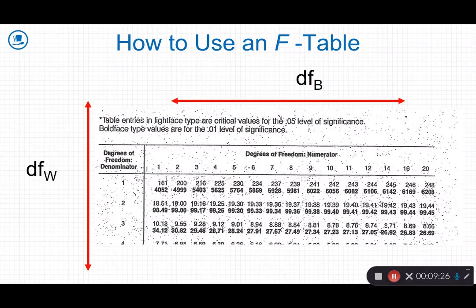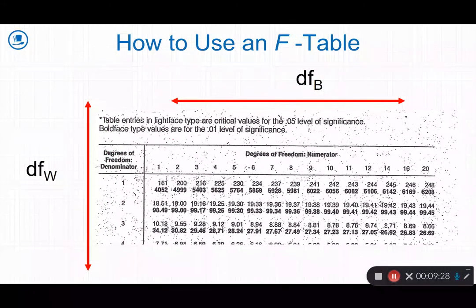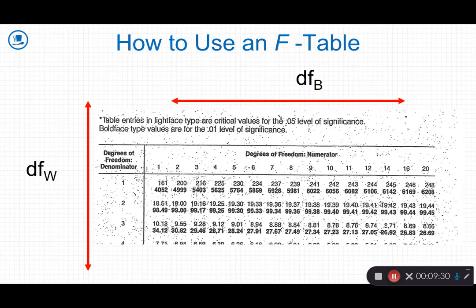The table that I put into Blackboard is slightly different. It has, though, degrees of freedom between and degrees of freedom within represented in the same place. I like this one a little bit better for 2 reasons. One, right, it says numerator degrees of freedom, and you should know that refers to the F ratio. So degrees of freedom between are the columns, degrees of freedom within, denominator, are the rows.